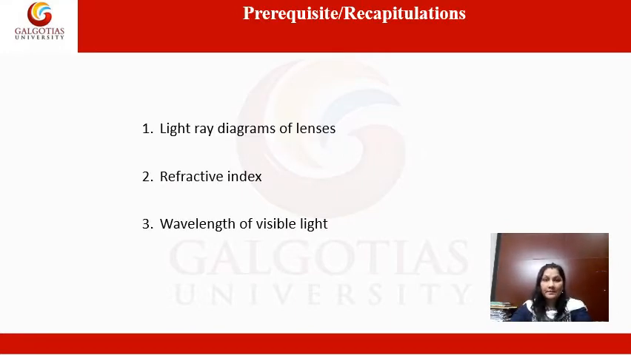Now, what are the prerequisites for this lecture? Before coming to this lecture, you should know how to make ray diagrams using lenses. You must be aware of the refractive index, its definition and its impact on light rays, and you should also know about the wavelength of visible light. It means that if we are talking about red light or blue light, you must know which color of light has the longer wavelength and which has the shorter wavelength.